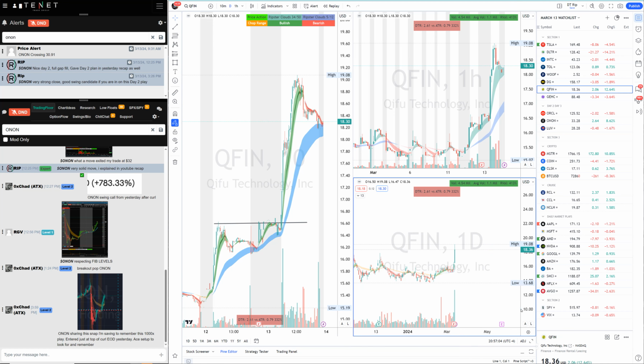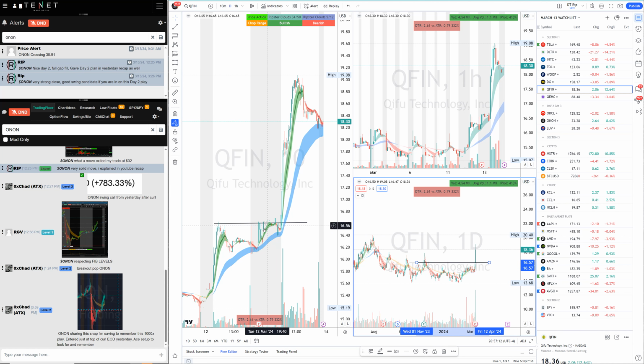I like this daily chart because daily had a breakout here as well. So you can see here. So this chart was just beautiful, right? So you can see that.